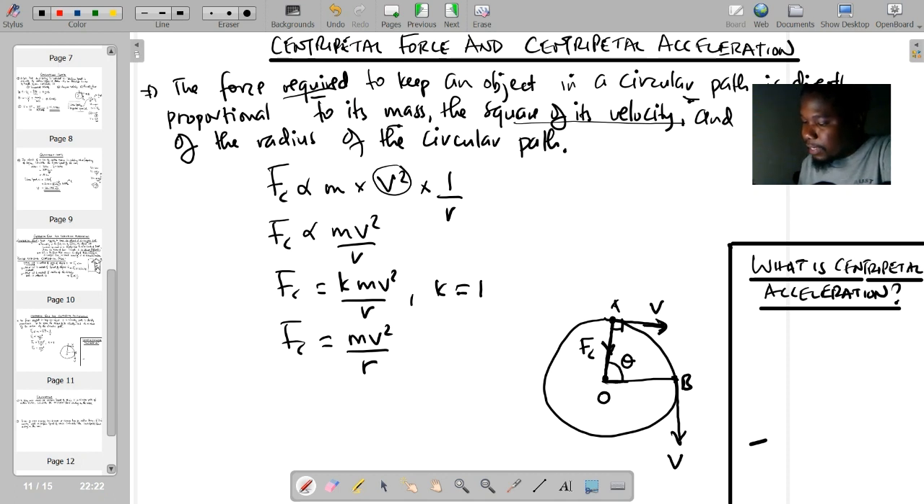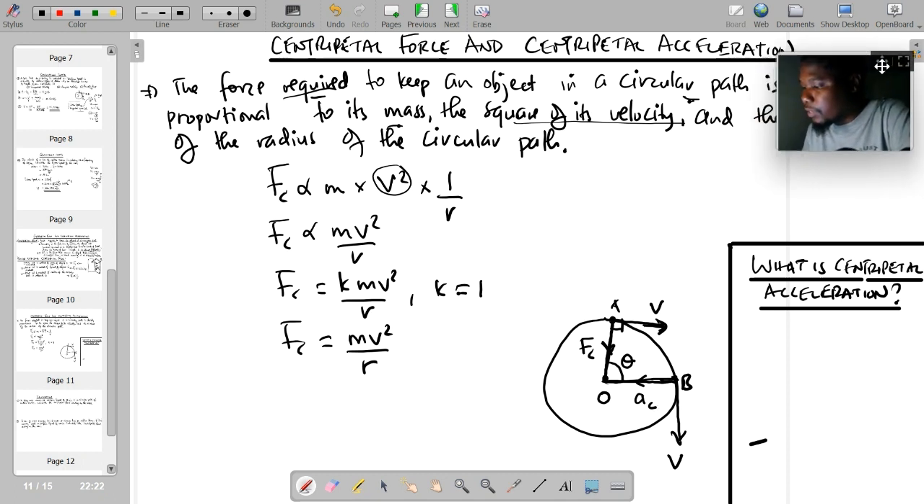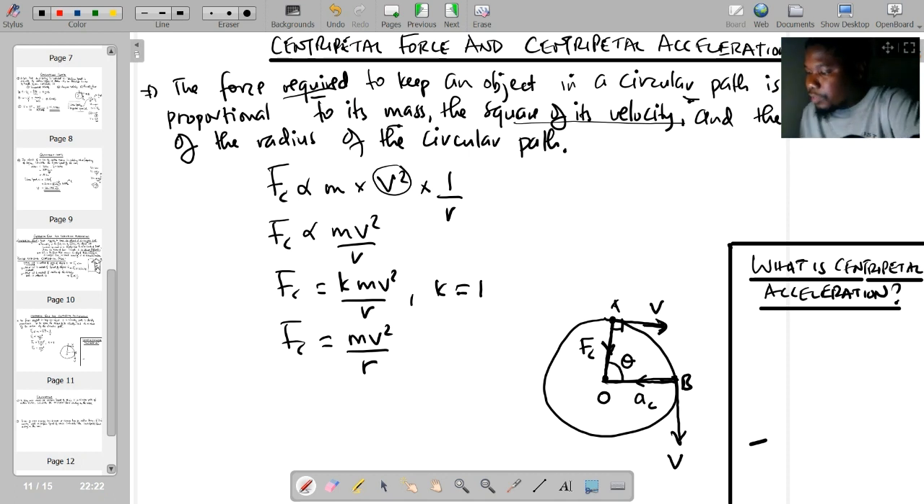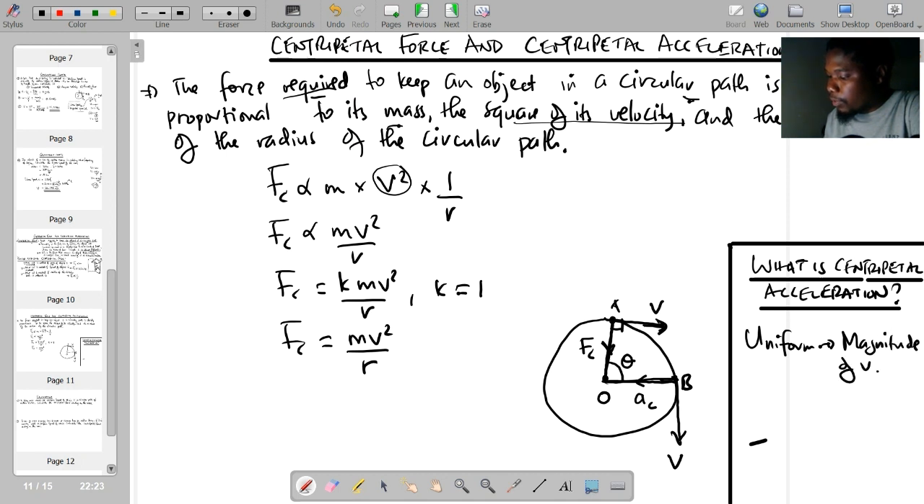At the same time, the acceleration also takes the same direction as the centripetal force. So the acceleration will also be pointing towards the center as AC. Now let's define what centripetal acceleration is so that it makes sense. What you'll notice is that we're dealing with uniform circular motion. We're saying uniform. What does it tell us? It means that the magnitude of velocity doesn't change. The magnitude of velocity remains the same, but the direction keeps changing.